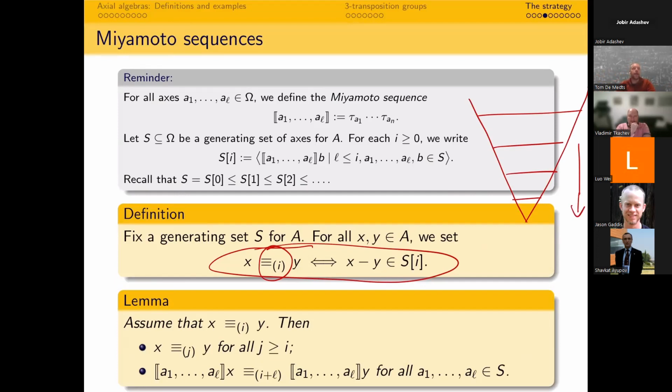And you make a couple of very small observations first, namely that you can go from a certain level to a higher level, either by doing nothing or by applying a Miyamoto sequence. You keep control over what's happening in this level structure.